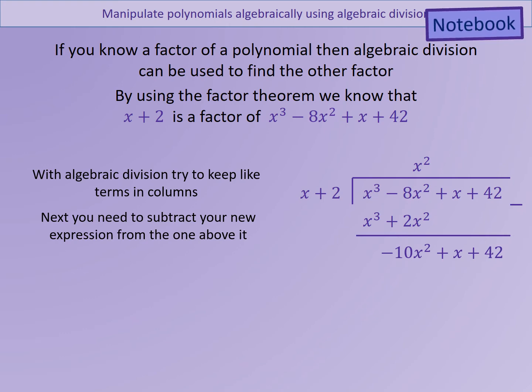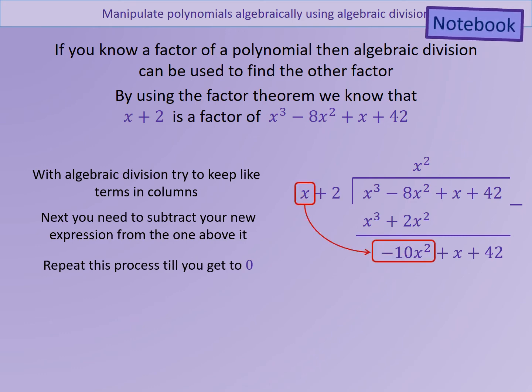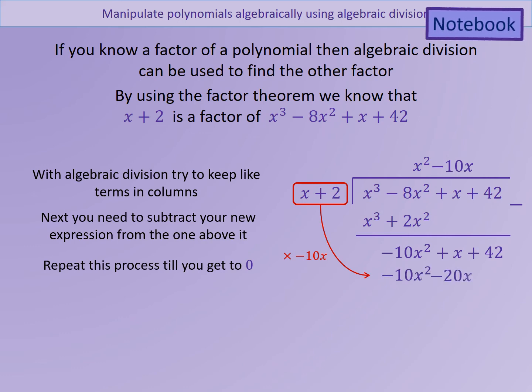And now I'm just going to repeat the same thing again, but on this quadratic rather than the original cubic. So I'm going back to the beginning and I'm looking to see how many x's go into my minus 10x squared. And if I do the maths on that, I realise that I will have to multiply by minus 10x. So that will go at the top of the division. And then if you remember what we did previously, I'm now going to multiply the x plus 2 by the minus 10x that I've just found. And I'm going to write that underneath. And I will get minus 10x squared minus 20x.